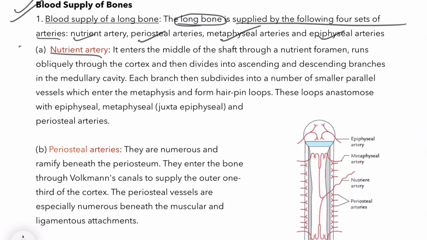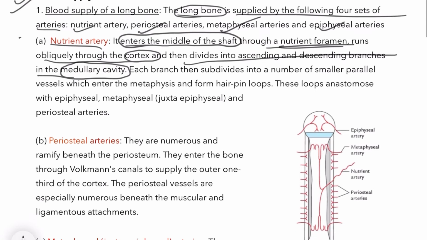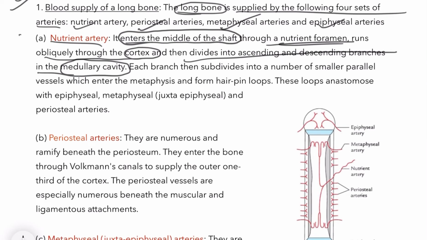Now, first one, nutrient artery. It enters the middle of the shaft through a nutrient foramen, runs obliquely through the cortex, and divides into ascending and descending branches in the medullary cavity or marrow cavity. Now, what about the nutrient artery? It enters in the middle of the shaft. You can see here the nutrient foramen, this one, and then obliquely through the cortex. This portion, the black one, is known as the cortex.